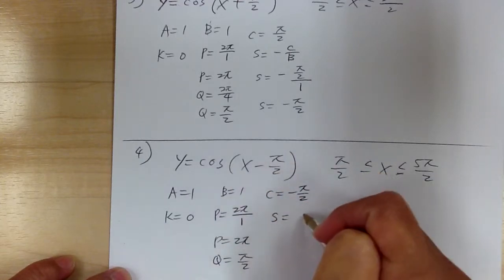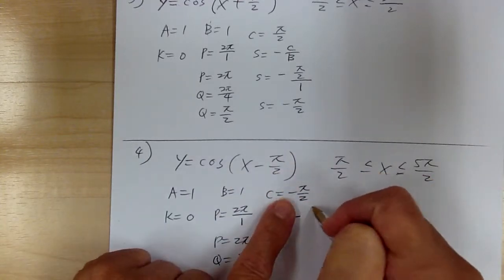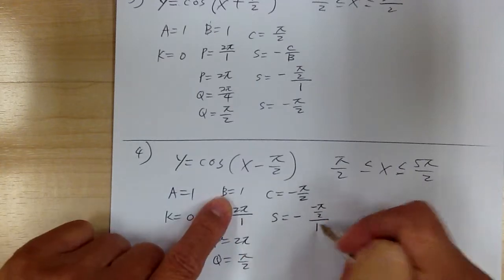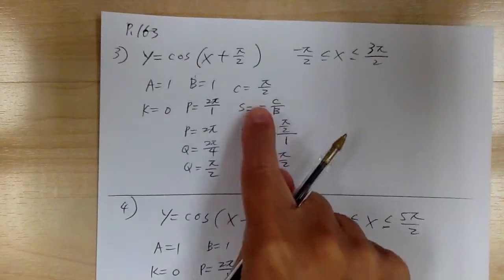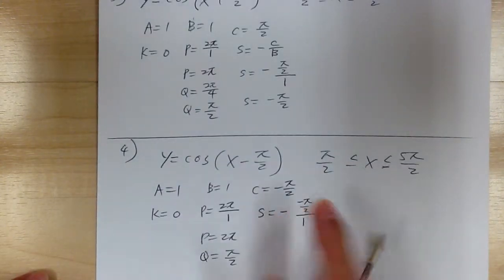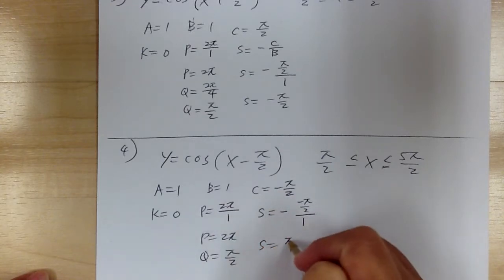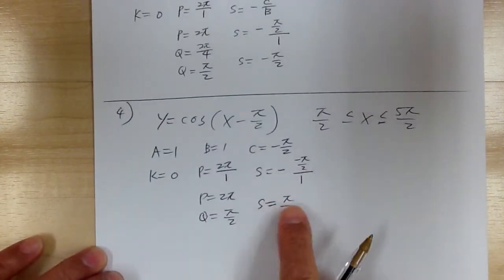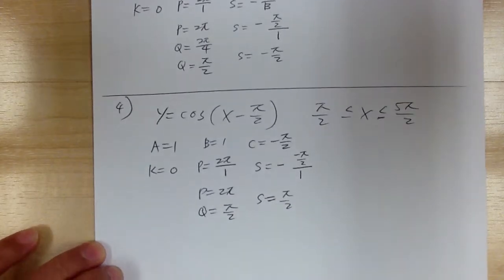So shift is equal to negative c over b. Right, so it's negative c over b. And so this becomes positive pi over 2. And again, you want to make sure they have the common denominator. So now let's go and do the graphing.